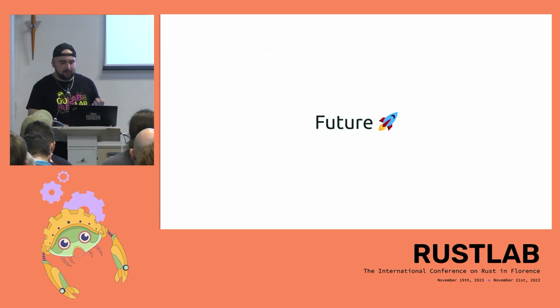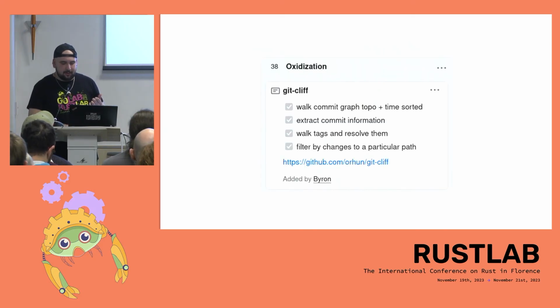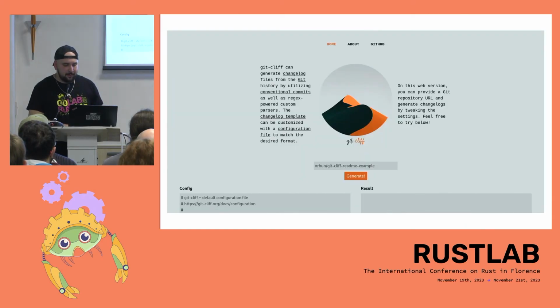So what's the future for Git-Cliff? First, I would like to actually switch to gitoxide, because git2 is not holding up well. I would like to use a pure Rust implementation of Git, and this is actually ready. Byron created an issue on his repo, and all of the features that I need are there, so I just need to go and implement it.